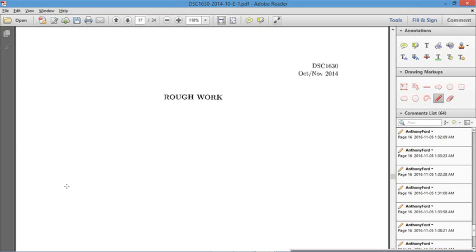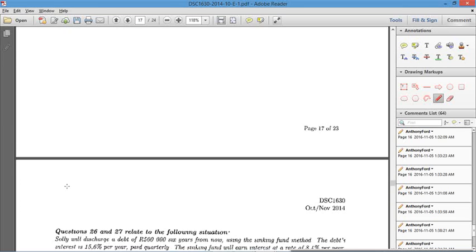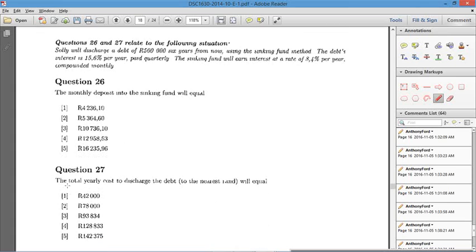Alright, question 26. Sally wants to discharge debt 500,000 6 years from now using a sinking fund method. So as soon as you see sinking fund, you know there's two diagrams, the one for the savings and the one for the loan. Alright, so the first question is 26. 26 wants the monthly savings in terms of the sinking fund. So what are you going to be depositing to amortize this particular loan?